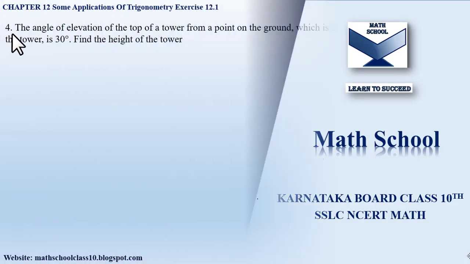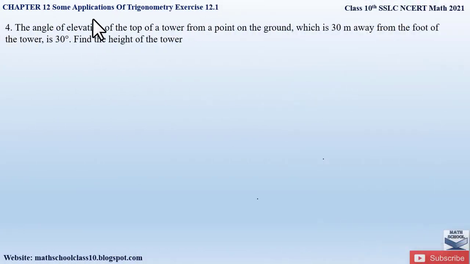Question number 4 from exercise 12.1, chapter 12, some applications of trigonometry says: the angle of elevation of the top of a tower from a point on the ground, which is 30 meters away from the foot of the tower, is 30 degrees. Find the height of the tower.